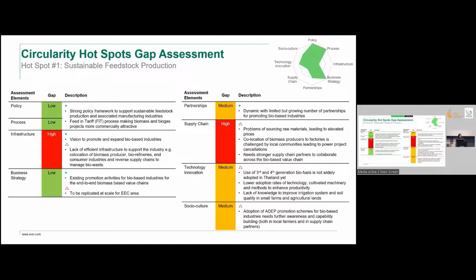However, the infrastructure is still lacking. There is lack of infrastructure to collect and connect the biomass or the production to the biorefineries. Similarly, business strategies are there, but it is not replicated across industries. It's very much dominated by the national players. We see very less coming in from the private sector when it comes to bio-based industries. Partnerships are growing. Supply chain as infrastructure is challenged because most of the stakeholder conversations we had were all talking about increasing source. How do I get more feedstock, right?